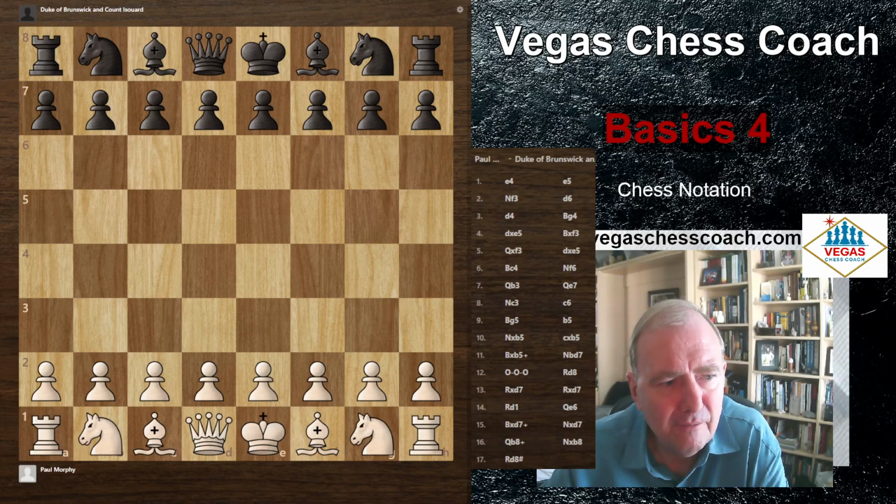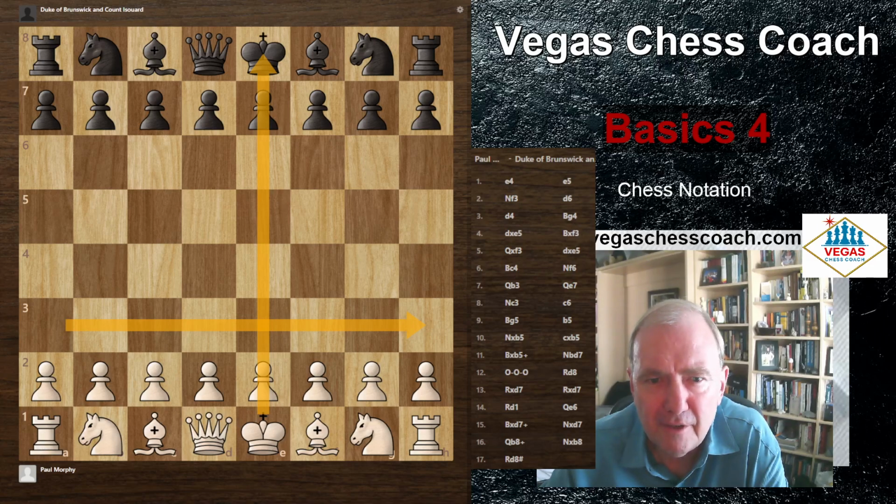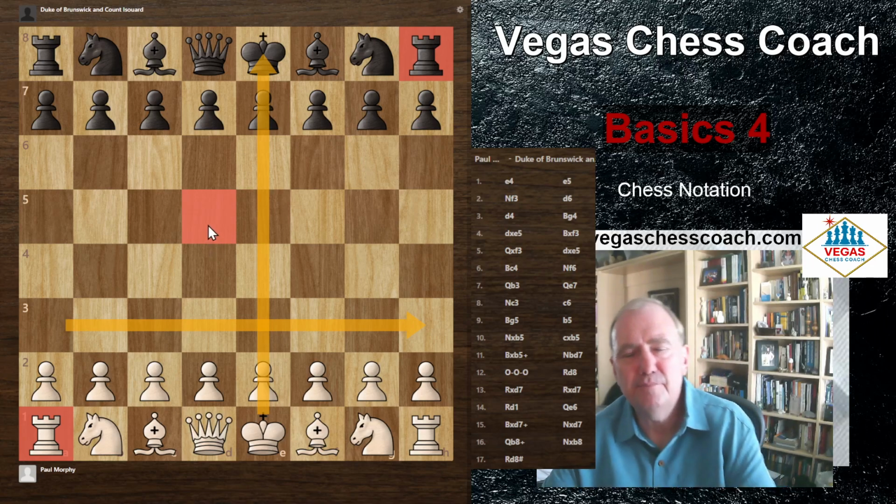we have 8 ranks that are numbered from 1 to 8. And we also have 8 files which are labeled with letters A to H. So we have effectively here in the corner the square A1 and here H8 and any combination in the middle. This is D5, for example.